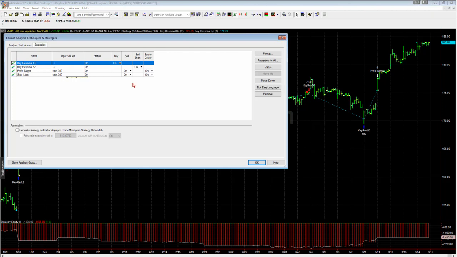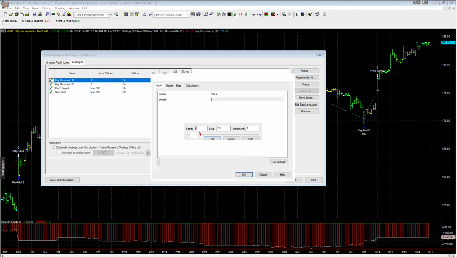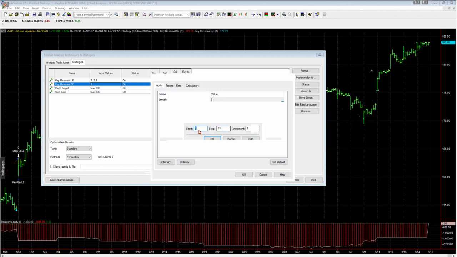So this is how optimization works. I'm going to click on Format, and I'm going to click Optimize, and I'm going to give it a range of values. So here I'm going to give it a small range of values between 3 and 8 in increments of 1. So it's going to test 3, 4, 5, 6, 7, 8. And I can optimize several fields at the same time. So here I'm going to optimize both the long entry and the short entry from 3 to 8 in increments of 1.